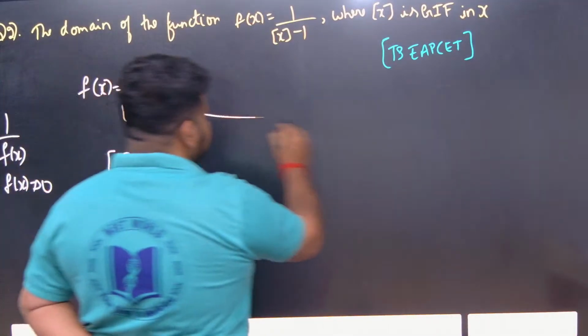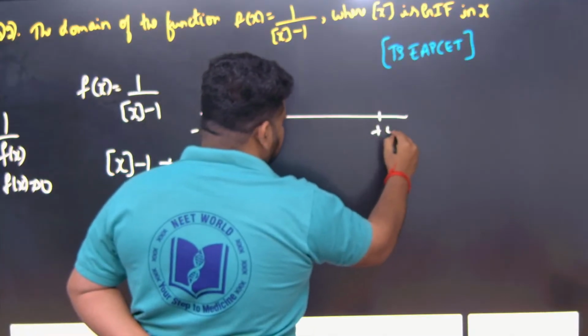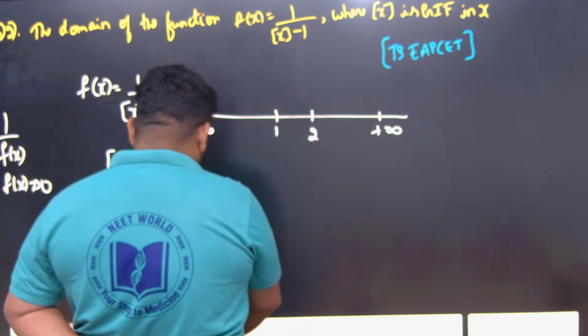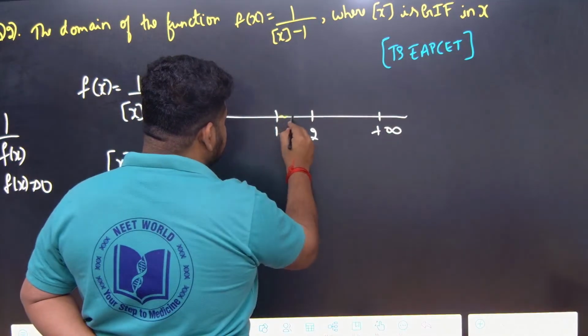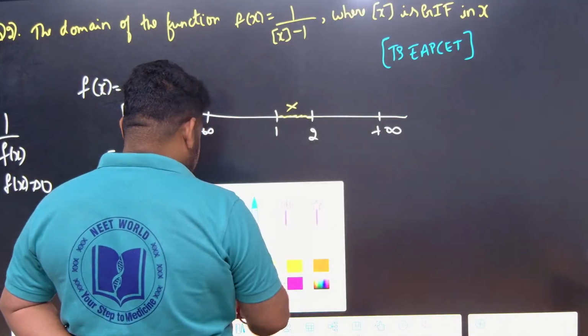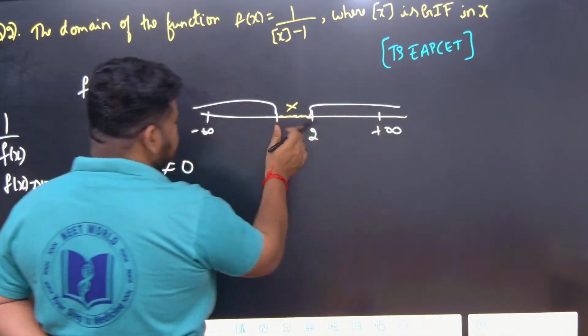So let us use the real line here. This is minus infinity, this is plus infinity. Here 1 is there, 2 is there. Except this region, this region should not be included. It can include the other regions. This can be the region and this can be the region: the union of these two regions, but not this region.